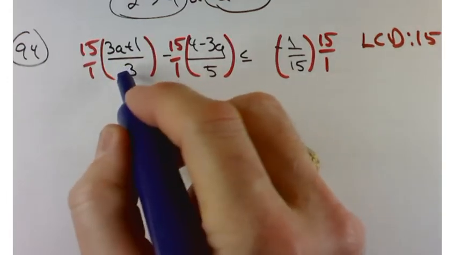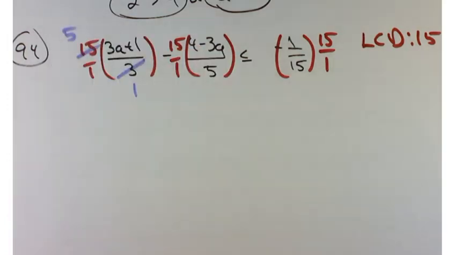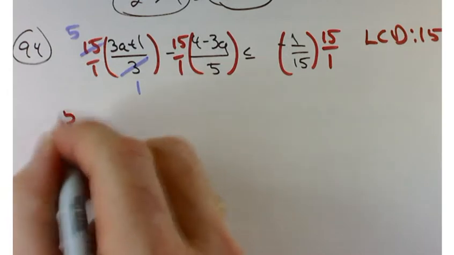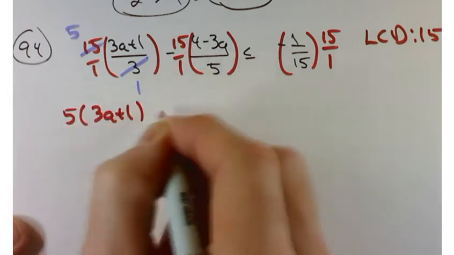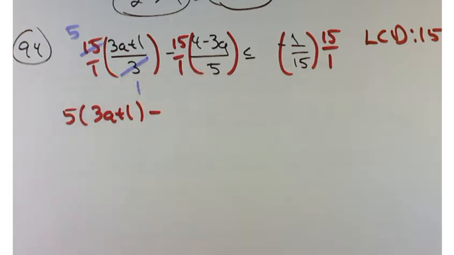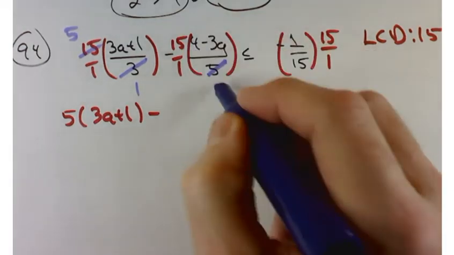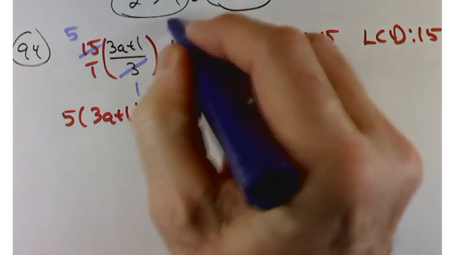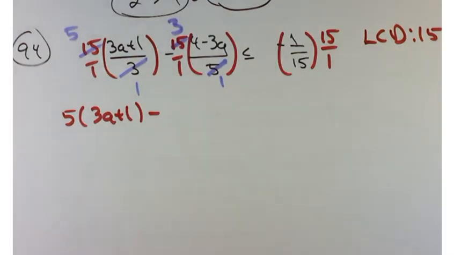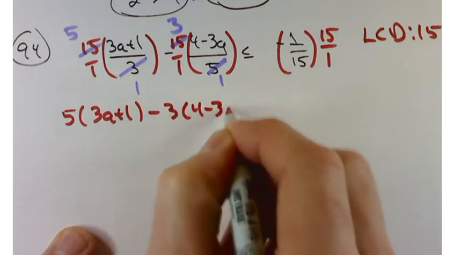Let's see. There's some cancellation here. 3 goes into 3 once. 3 goes into 15 5 times. So that leaves me with 5 times 3a plus 1 minus. So here's how I deal with the minus, Lexi: I just leave it there, and I'll do my cancellation. 5 goes into 5 once, and into 15 3 times. So you're left with 3 times 4 minus 3a.